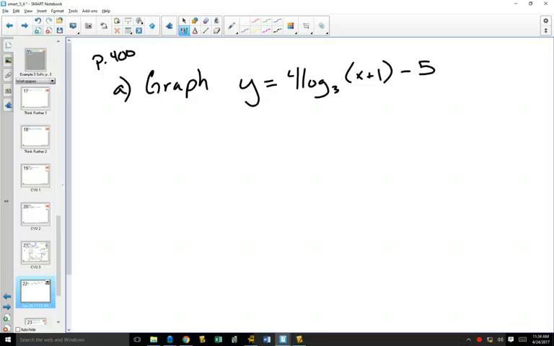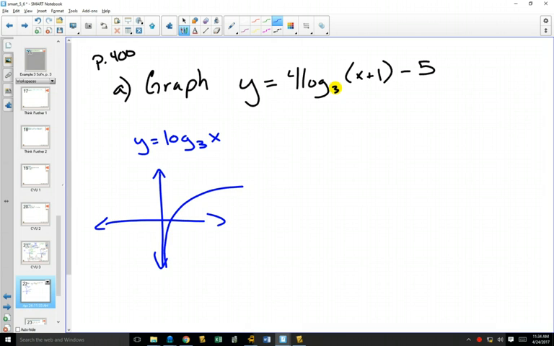So again, we've got transformations with the log graph. Step 1 is recognizing what our parent graph, our base graph, is. We need to look at our equation and say my base is 3, so my parent graph is log base 3 of x. Quickly draw a sketch of that. You know the shape. You know that all log graphs go through (1, 0), and since the base is 3, it'll go through (3, 1). There'll also be an asymptote at x equals 0.